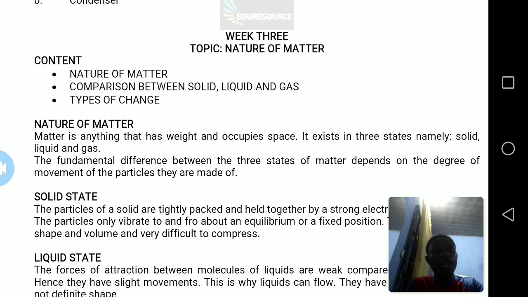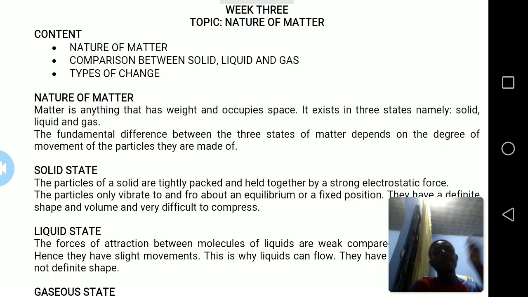All right, so we're looking at matter. From the note, matter is anything that has weight and occupies space. Anything that has weight and occupies space is called matter. Now we say matter exists in three states: solid, liquid, and gas. So there's the solid nature of matter, there's the liquid nature, and there is the gaseous nature of matter.